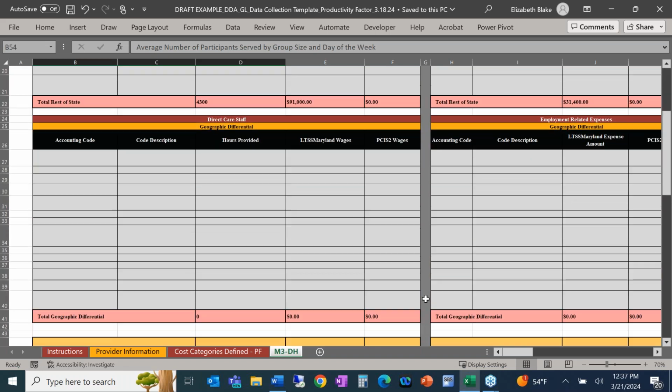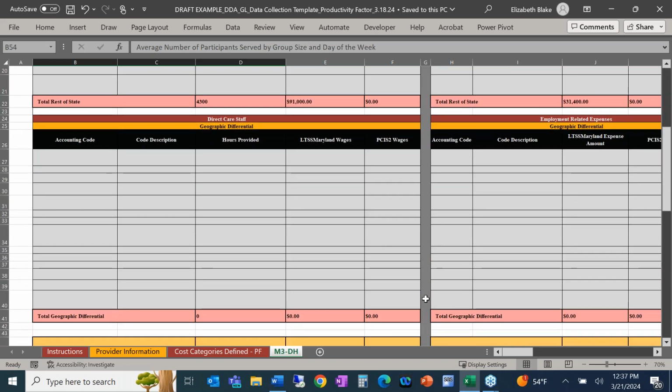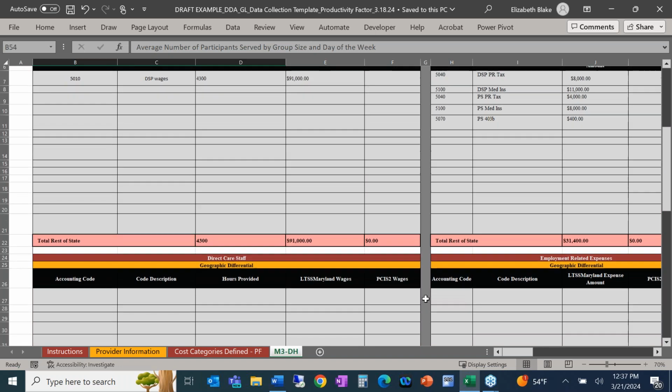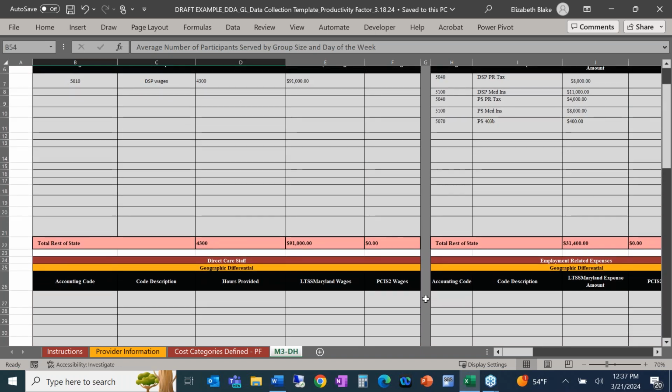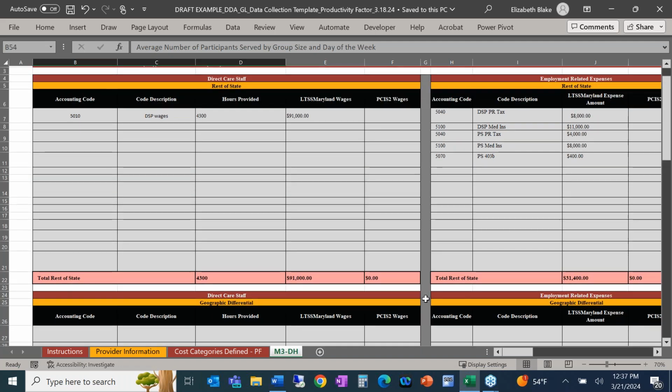So just like before, it's broken up by geographic differential. We have our rest of state geographic differential. And then again, like Marianne said, just before we get into all of this data here, we do just want to really highlight that the accounting code description is going to be a lot more important than the actual accounting code that you are reporting. And this is just because you're all going to be using different accounting systems, so the accounting codes are going to vary, which is why we're really asking you to provide that code description for us.